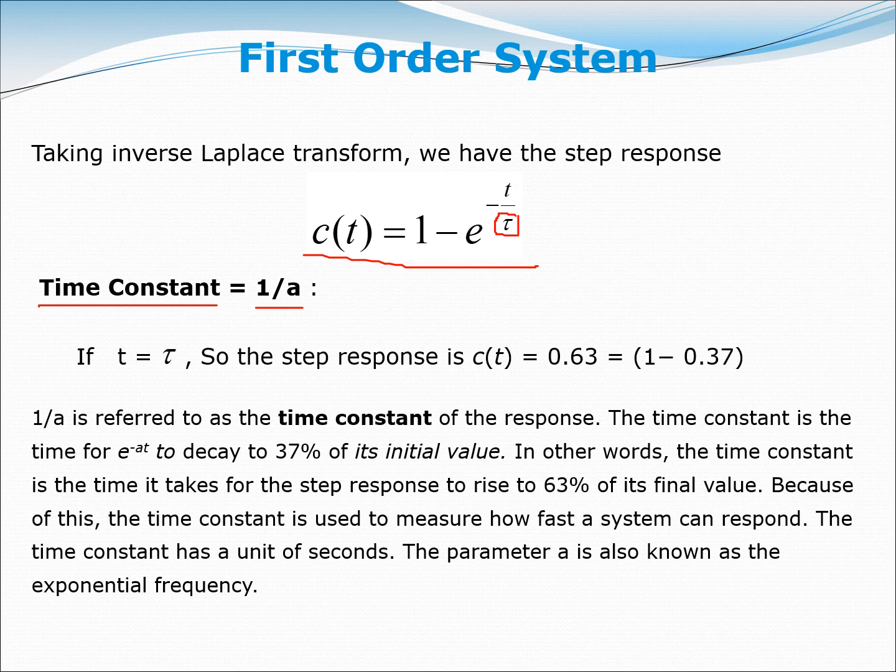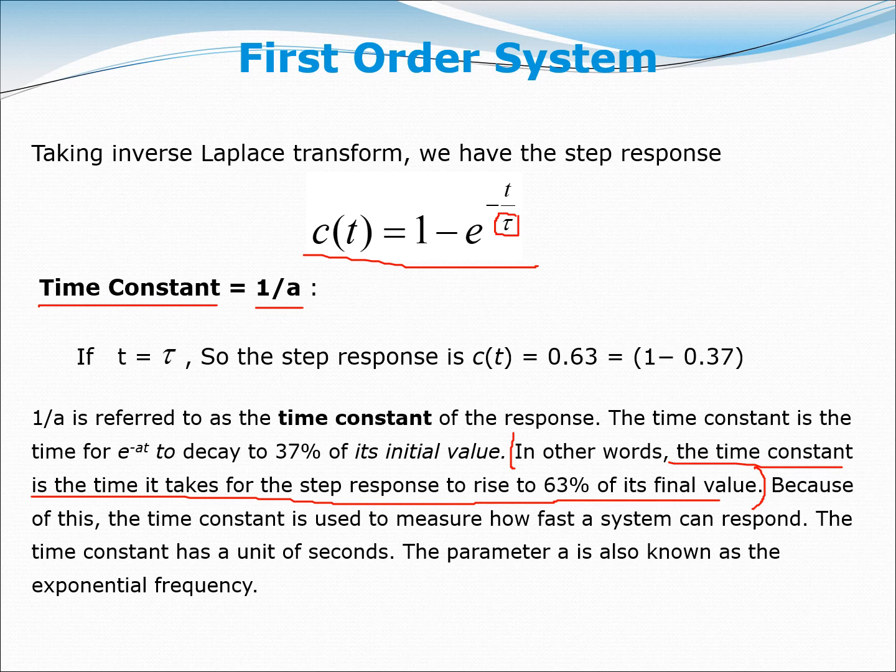Okay, 1 over a is referred to as the time constant of the response, and the time constant is the time for e to the minus at to decay to 37% of its initial value. In other words, the time constant is the time it takes for the step response to rise to 63% of its final value. So I recommend that you just remember this sentence: the time constant is the time it takes for the step response to rise to 63% of its final value.